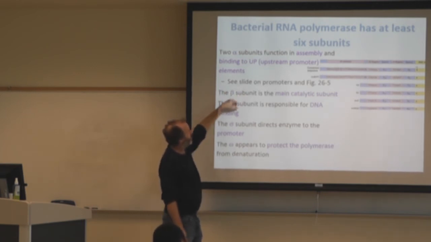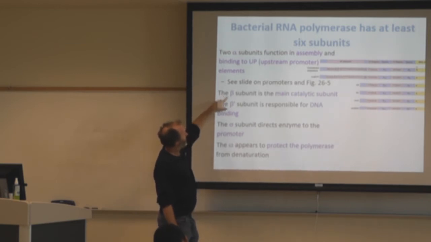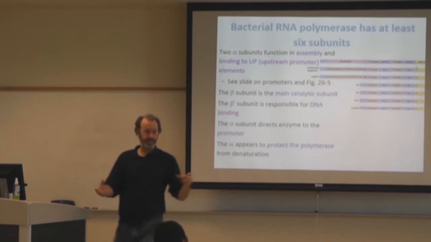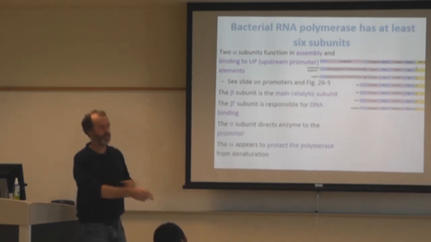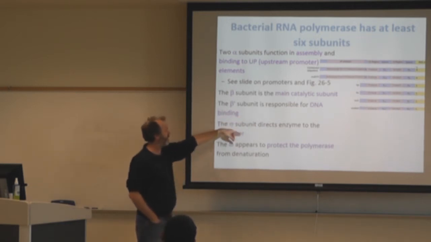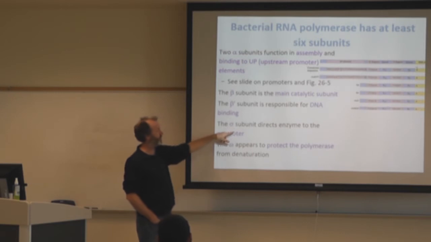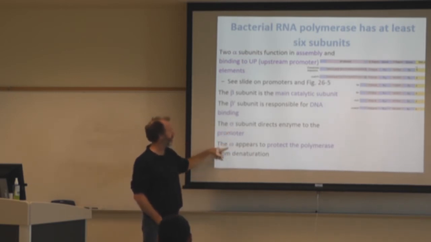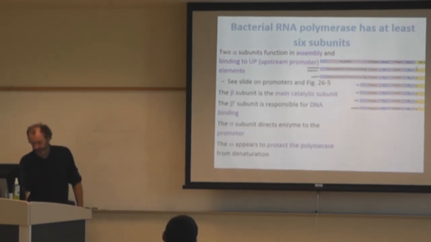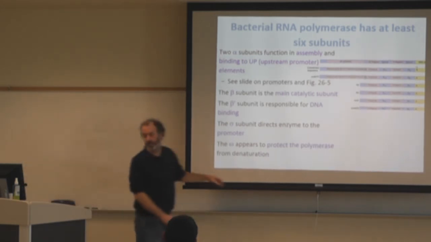See the slide on promoters, 26.5. The beta subunit is the main catalytic subunit, so that's where you get the addition of the bases from the NTPs. Beta prime subunit is responsible for the DNA binding, and then the sigma subunit directs the enzyme to the promoter. The omega appears to protect the polymerase from denaturation. And these are examples of different promoter regions.